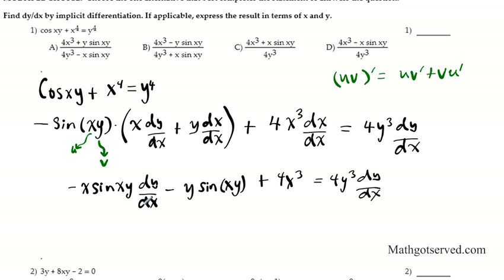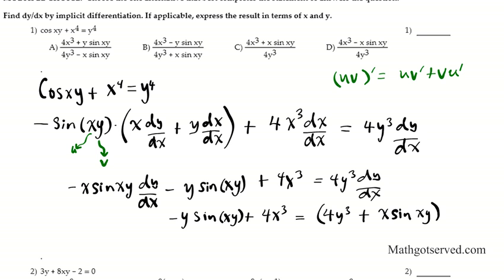Okay, so what I'm going to do is move this dy/dx over to the left side. So we're going to have negative y sine xy plus 4x to the third equals 4y to the third, and if I bring this over here, it becomes plus x sine xy. Since this and this both have dy/dx, I can factor out the dy/dx.